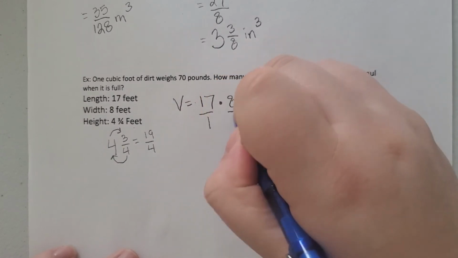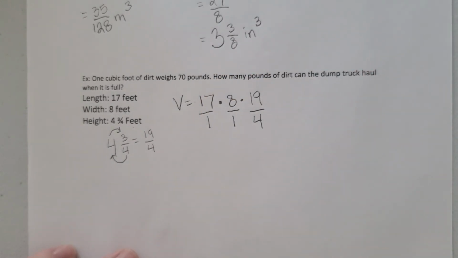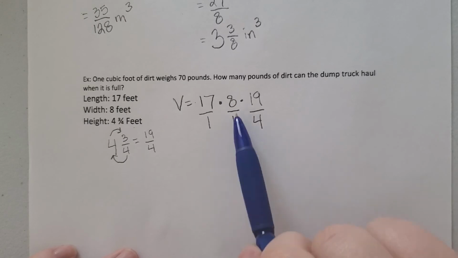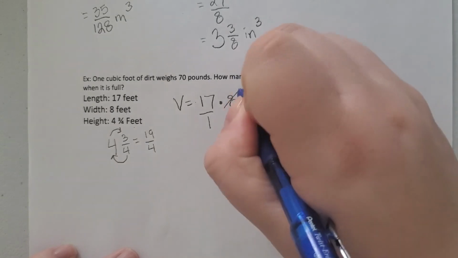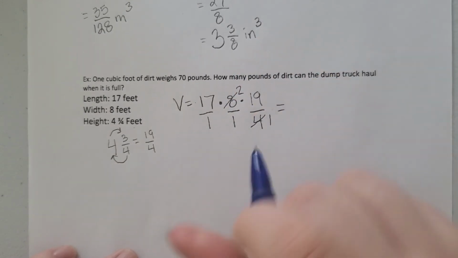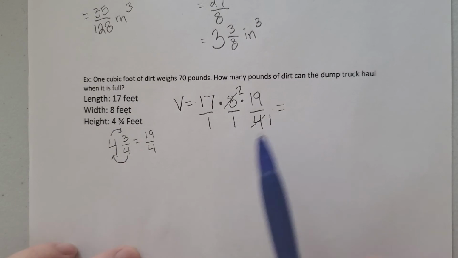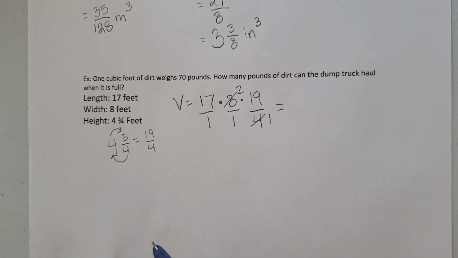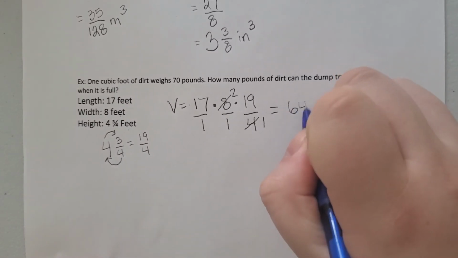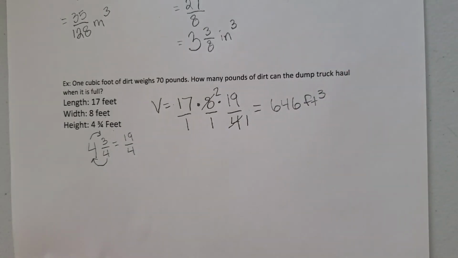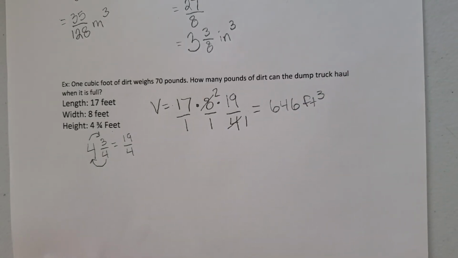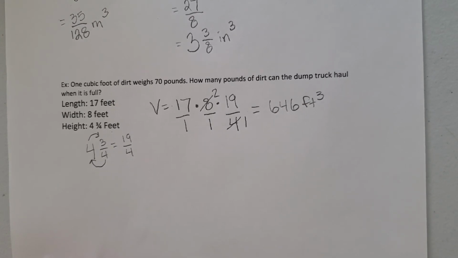We'll put 17 and 8 over 1, and then we can check for cross-canceling. So 17 does not cross-cancel, but 8 and 4 can both be divided by 4, and we get 1 and 2. So really all we need to do is multiply our numerators, since now all of our denominators are 1. So when we multiply 17 by 2 by 19, we end up getting 646 feet cubed. And no, I don't know how to just do that in my head. This is calculator stuff. Please use a calculator to save time for yourselves, because you do not need to worry about doing it by hand at this point.